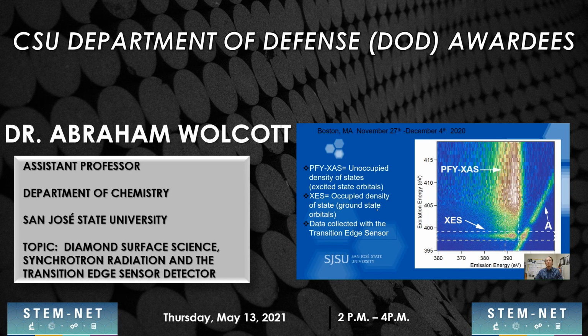In this particular slide is a resonant inelastic X-ray scattering map, and this is giving us a full picture of the electronic structure of nitrogen moieties on the surface of diamond. And what you can see is that we've got both absorbance and emission spectra giving us information about the unoccupied and occupied density of states. And this is collected with the transition edge sensor, a quantum superconducting device that's housed at the Stanford Synchrotron Radiation Light Source.